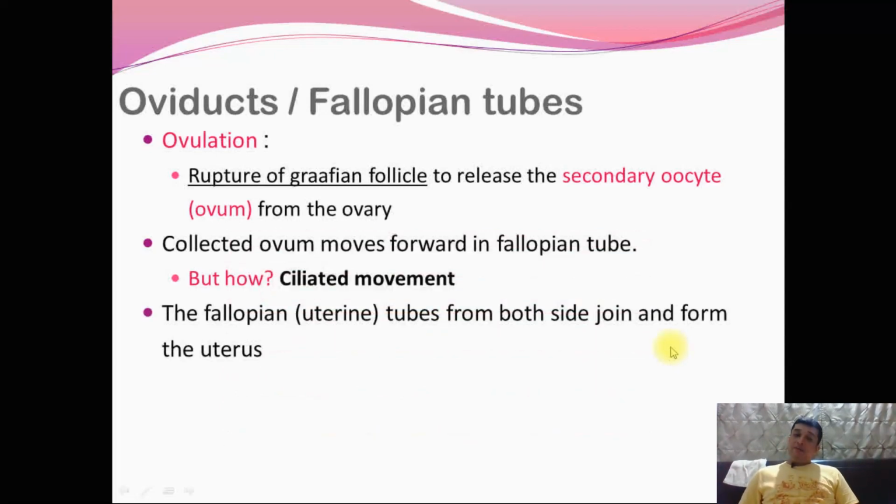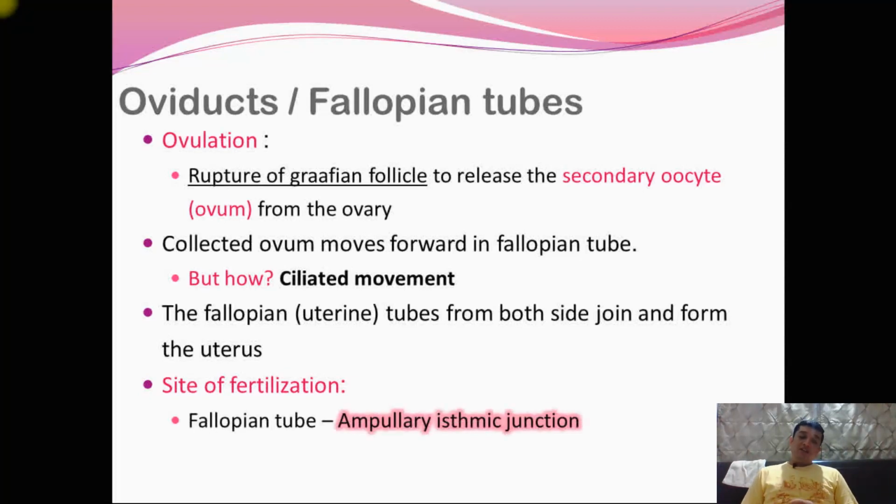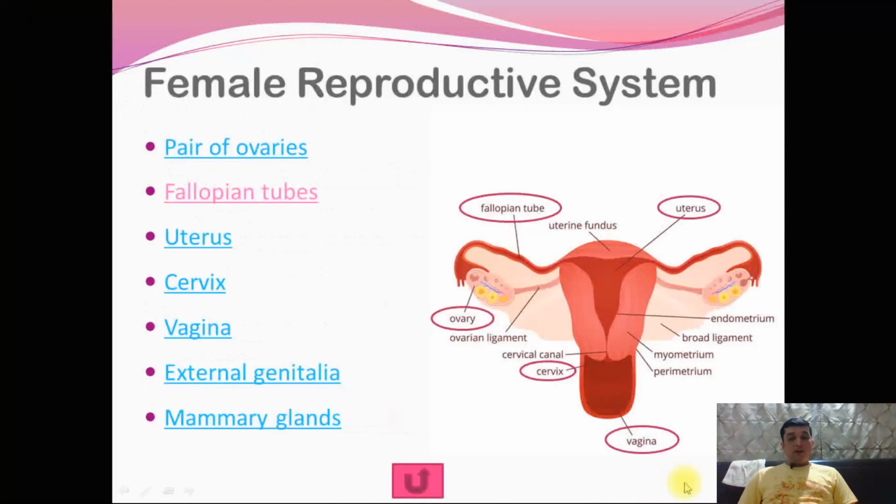Okay. So ultimately fallopian tubes from both sides will join and then they will form the uterus, right. So what is the site of fertilization, right? Now you all should be able to memorize that it is the ampullary isthmic junction, right. If there is a simultaneous movement of sperm and secondary oocyte, and they are meeting at this site, then it will result in fertilization, it will result in conception. Okay, that is pregnancy. Fine. So with this we have completed all the details related to the fallopian tube.